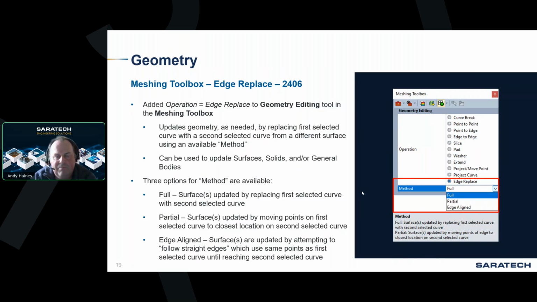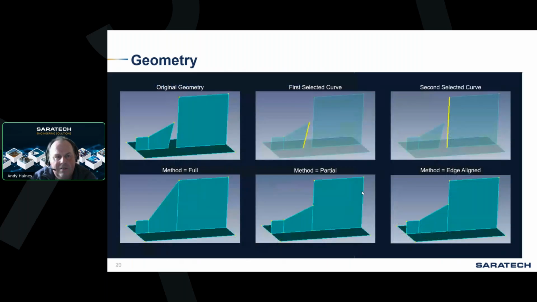Again, it's probably easier to kind of show it here. So basically, going from left to right, top to bottom, if we have the original geometry, if you pick that first curve and the second curve, depending on the method that you have selected, you're going to get 3 different outcomes.